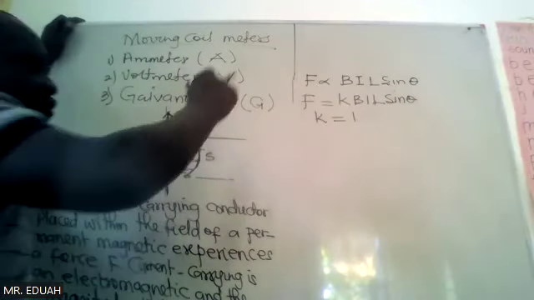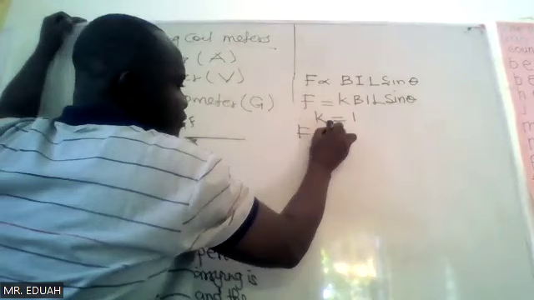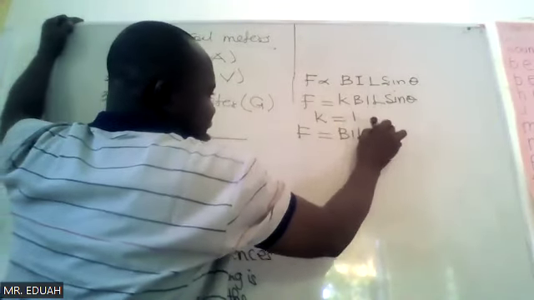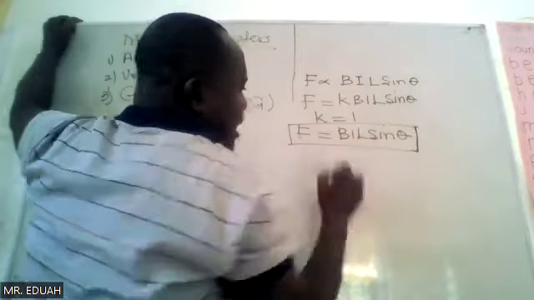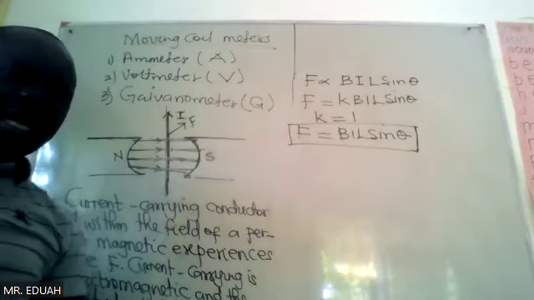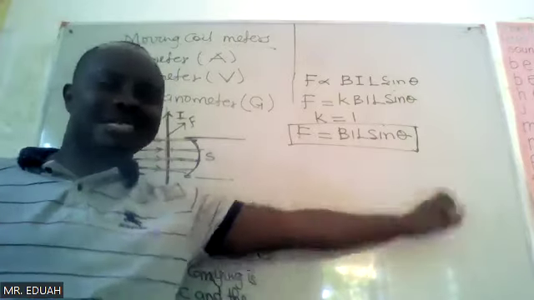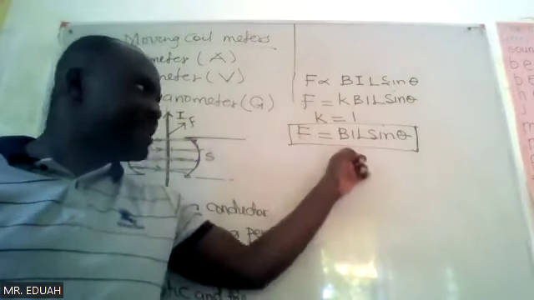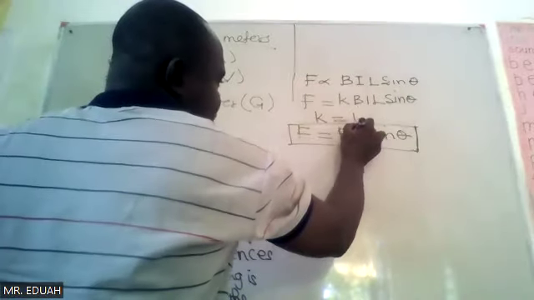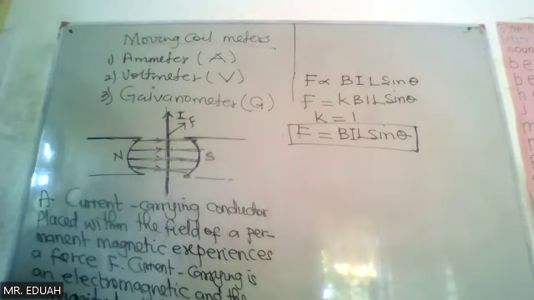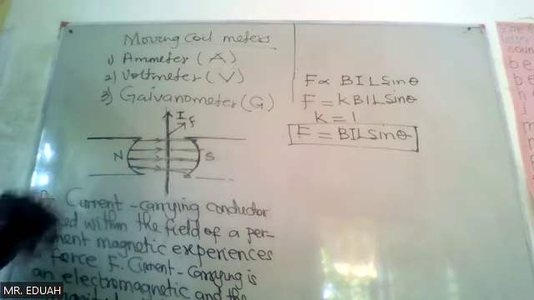If you consider the SI unit of every individual here, K is equal to 1. And so you have the formula F is equal to BIL sine theta. So for the force exerted on a current carrying conductor, the force is equal to BIL sine theta, where B is the magnetic field strength, I is the current, L is the length of the conductor, and sine theta is the sine of the angle between the conductor and the magnetic field.